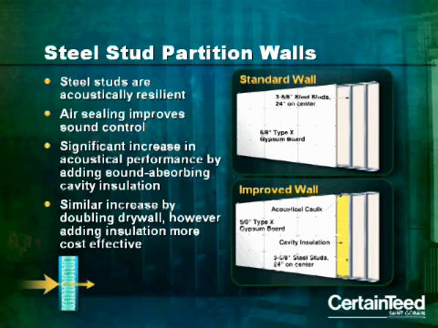However, air sealing always improves sound control regardless of the structure involved. And by adding sound-absorbing cavity insulation to a steel-framed wall, you will greatly improve the sound performance of that assembly. For example, you'll get a similar increase in acoustical performance if you either double the drywall or you keep a single layer of drywall on each side and add insulation. So drywall plus fiberglass insulation is the cost-effective option.